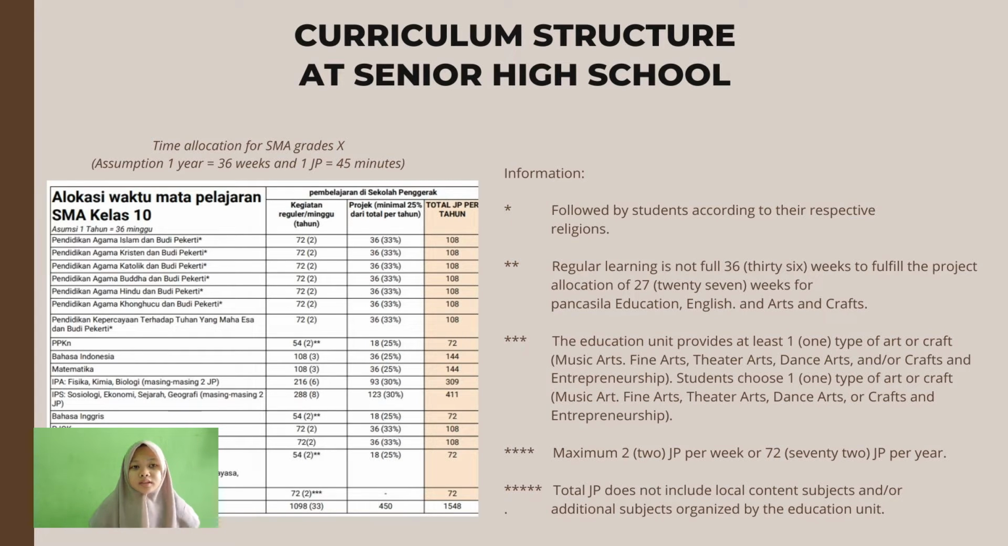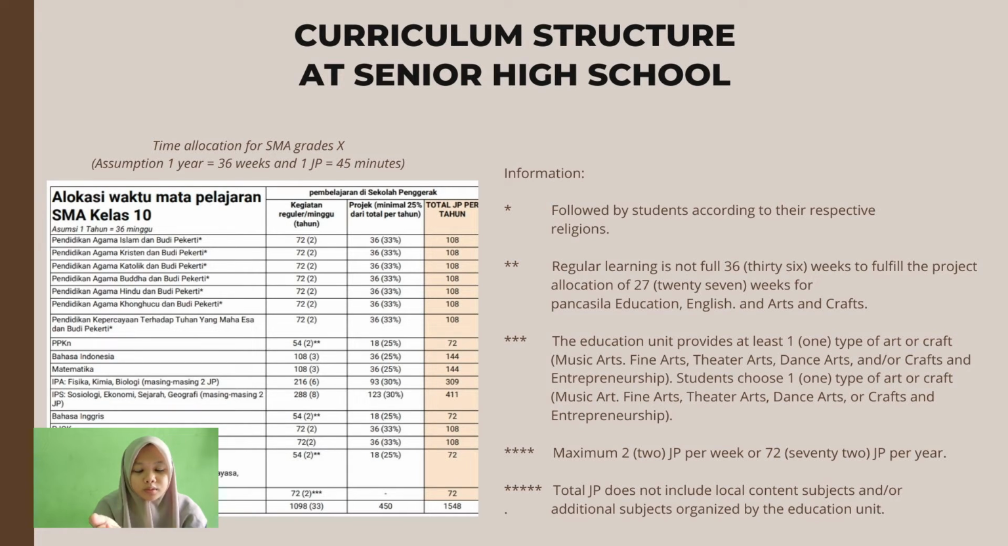Curriculum structure at senior high school, there are 5 informations, and then first information about followed by students according to their respective religions. Due regular learning is not full 36 weeks to fulfill the project's allocation of 27 weeks for Pancasila education, English, and art and craft. And next, number 3, the education unit provides at least one type of art or craft, such as music art, fine art, theater art, dance art, or craft and entrepreneurships. Students choose one type of art or craft: music art, fine art, theater art, dance art, or crafts and entrepreneurships.